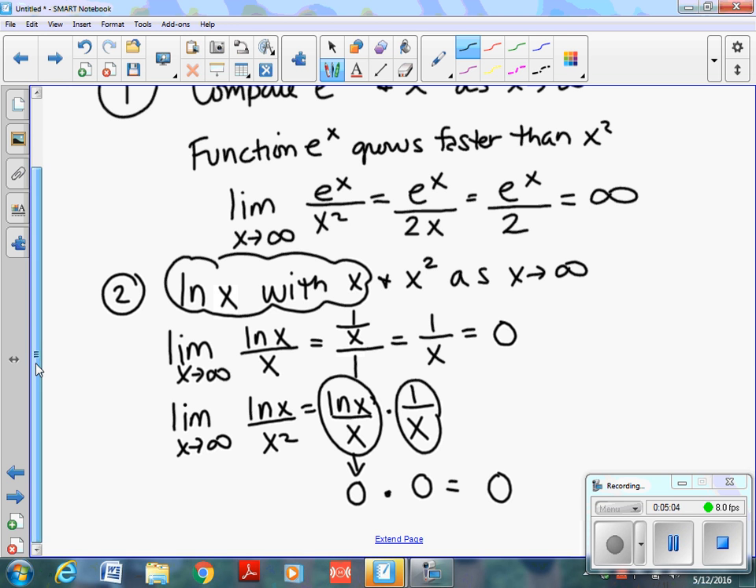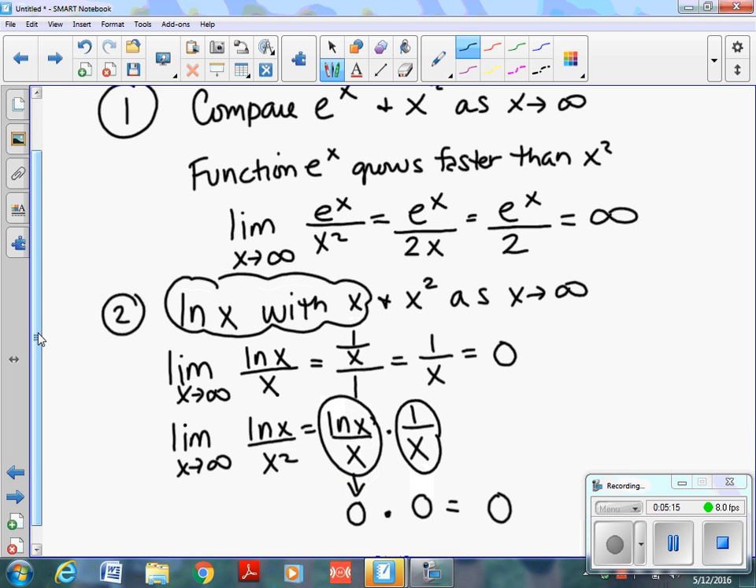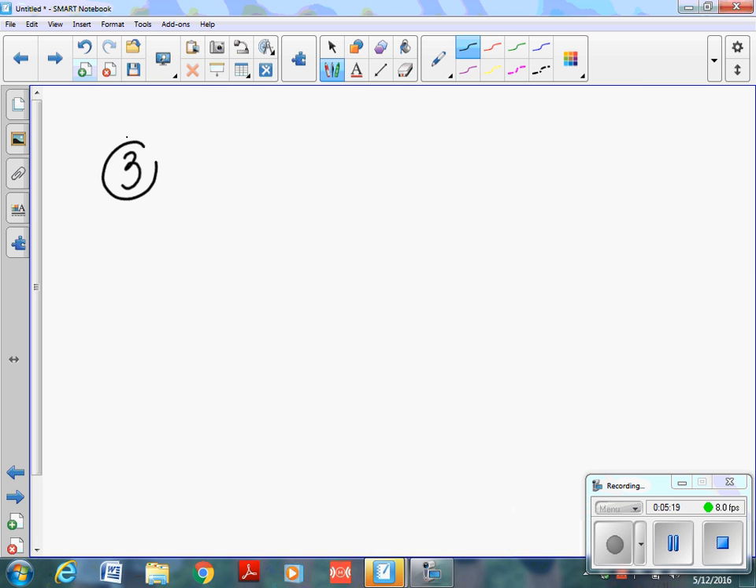Okay, the next one. So, when you get 0, you know what you get, right? That means it goes slower, because you ended up getting 0. Okay, let's do another one. Let's do number 3.